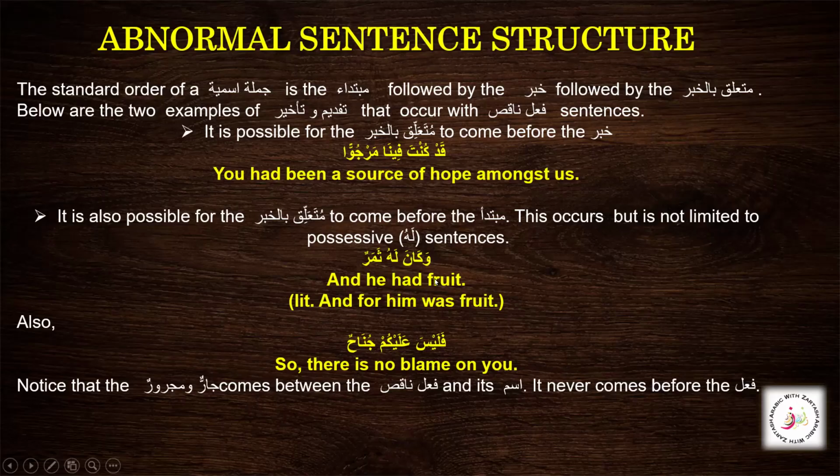Again, also just learn that this is a golden rule that a mutalib bil khabar should never come before the fi'l naqis, it can never come before the fi'l. So this is the abnormal structure that we have learned, how sometimes the standard order is just changed.